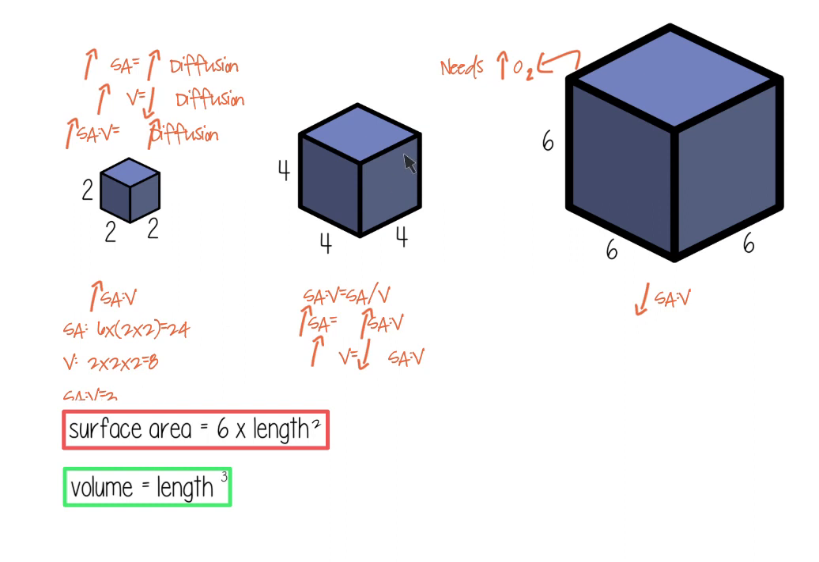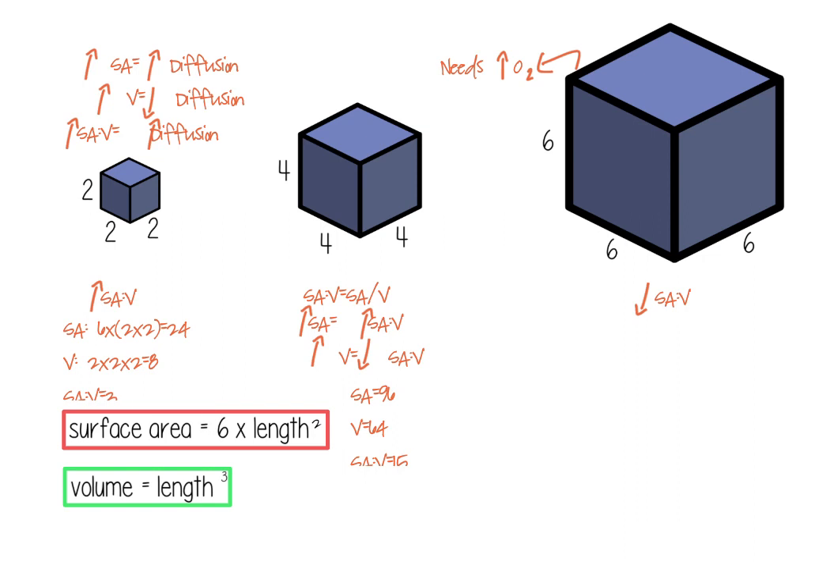Now the second cube has a surface area of 96, while the volume is 64. So note that both the surface area and the volume have increased as the organism grows larger. But the volume has increased more relative to the surface area. So the second one has a surface area to volume ratio of 1.5. Notice how this is half of the original first cube's surface area to volume ratio.